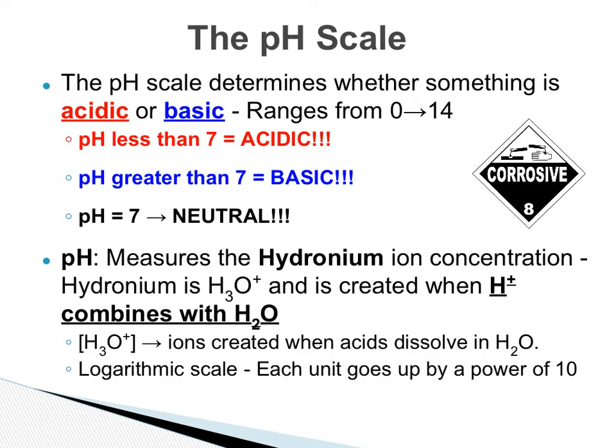So anything less than 7 is acidic. If it's greater than 7, it's basic. And if it's right at 7.0000000, then that means that it is neutral. If it's anything higher, it's slightly basic. If it's anything lower, it's slightly acidic.